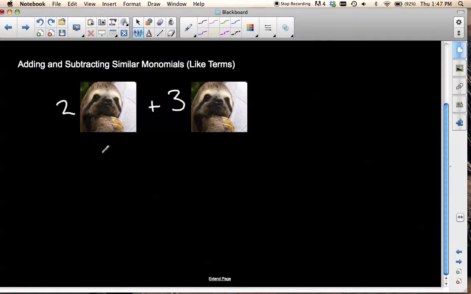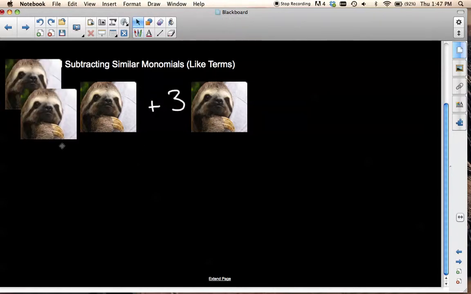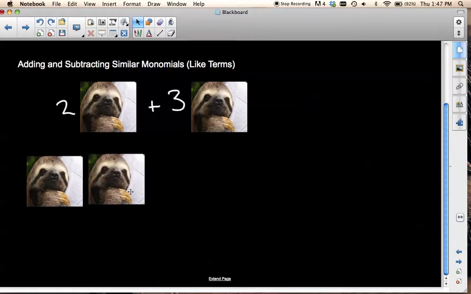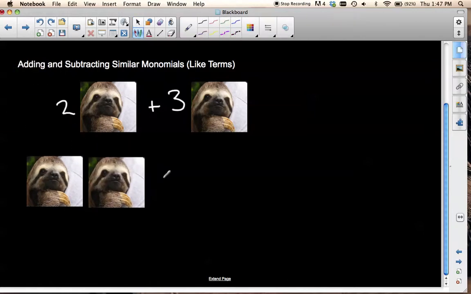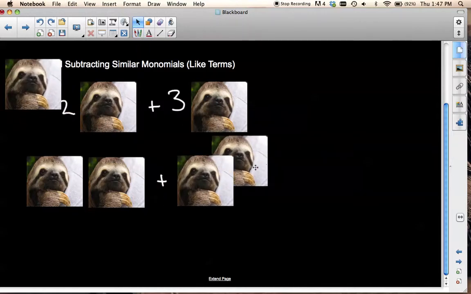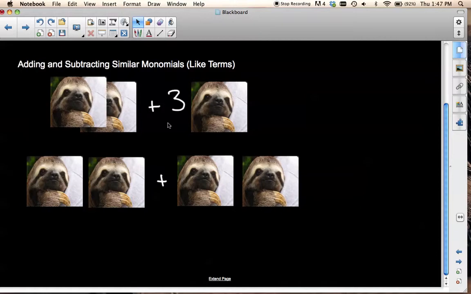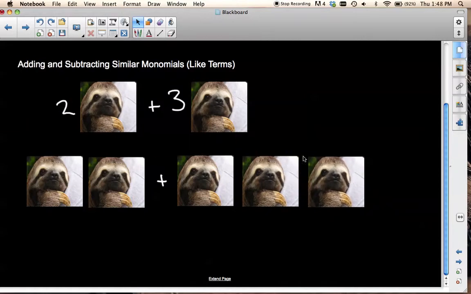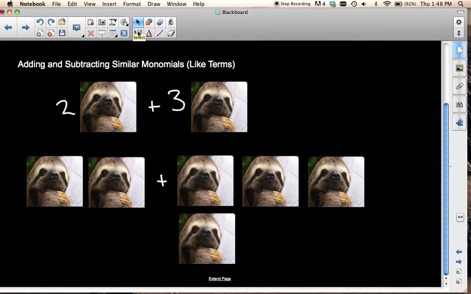Well, if I have 2 sloths, so 1, 2, I have 2 sloths, and I'm adding 3 sloths, I end up with, you got it, I end up with 5 sloths. And they're so cute. So we have 5 sloths.